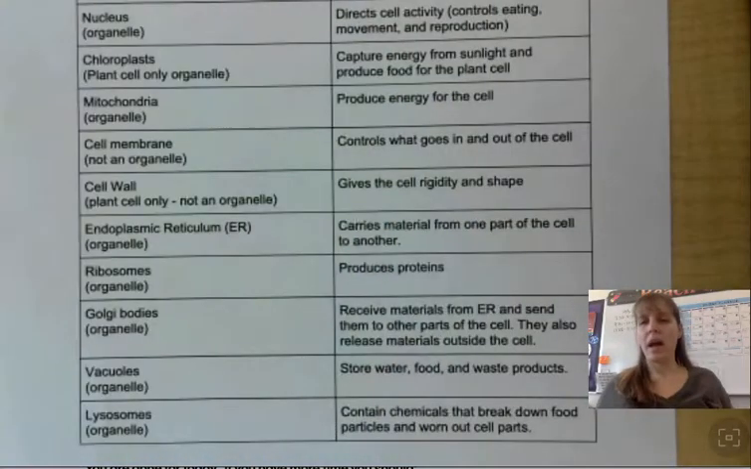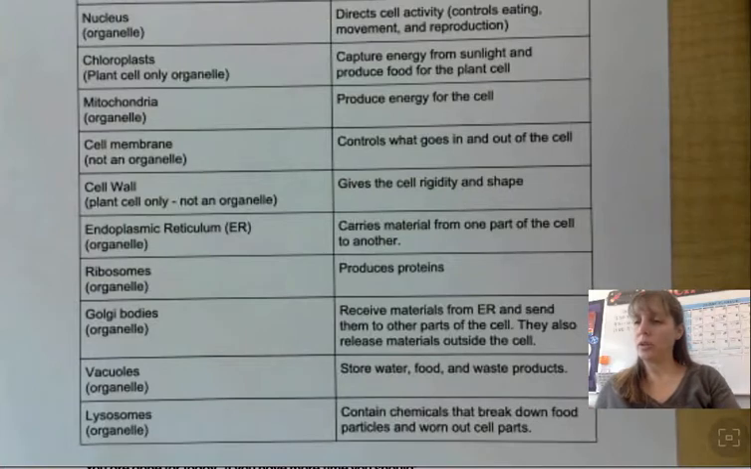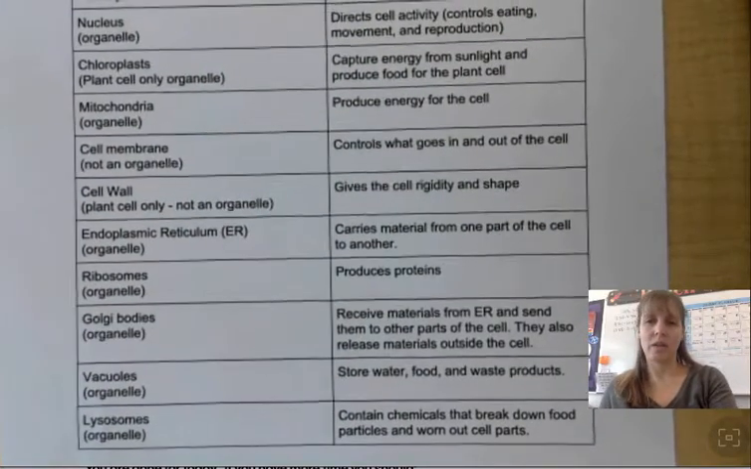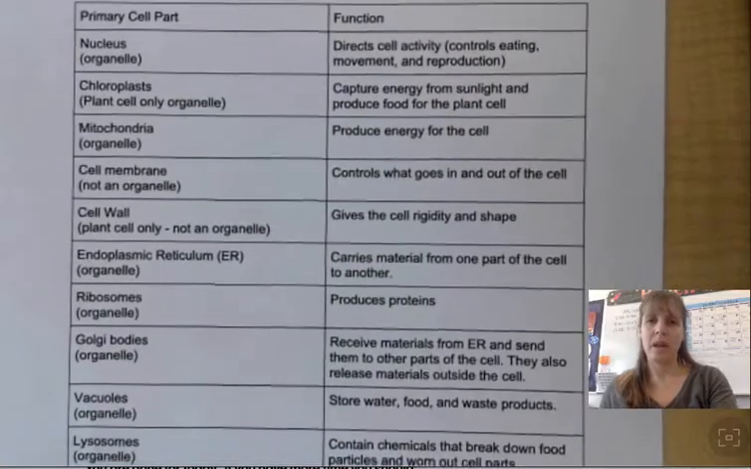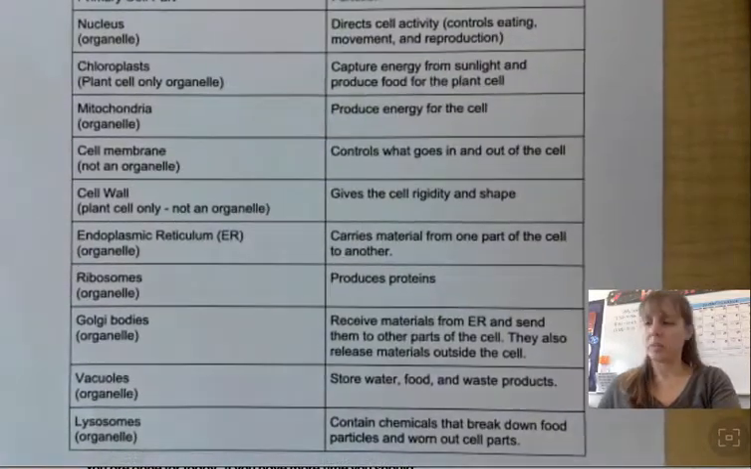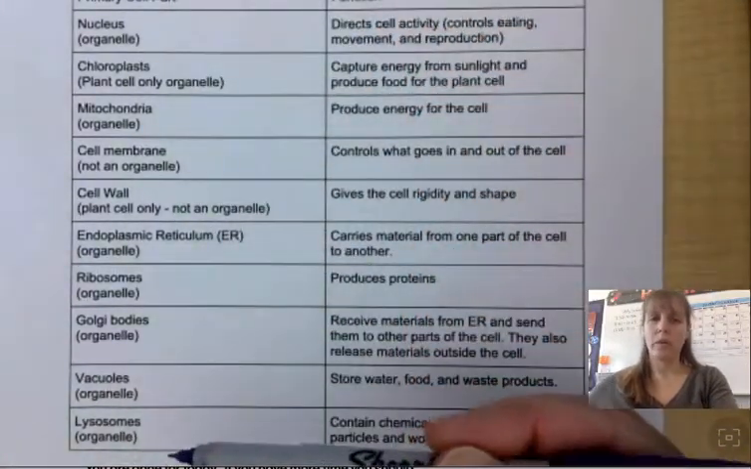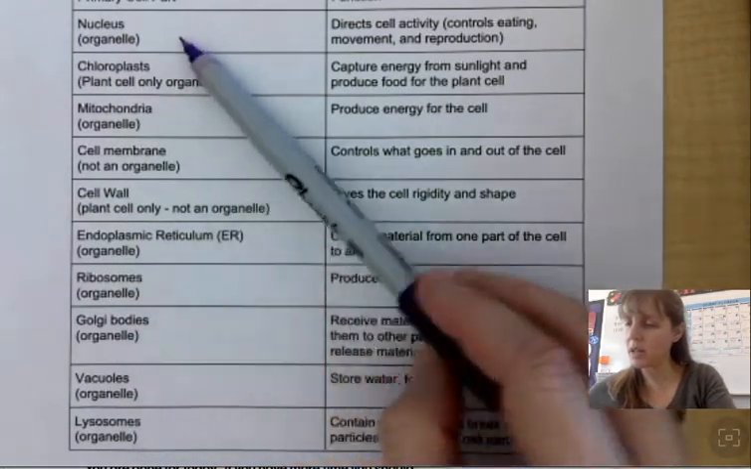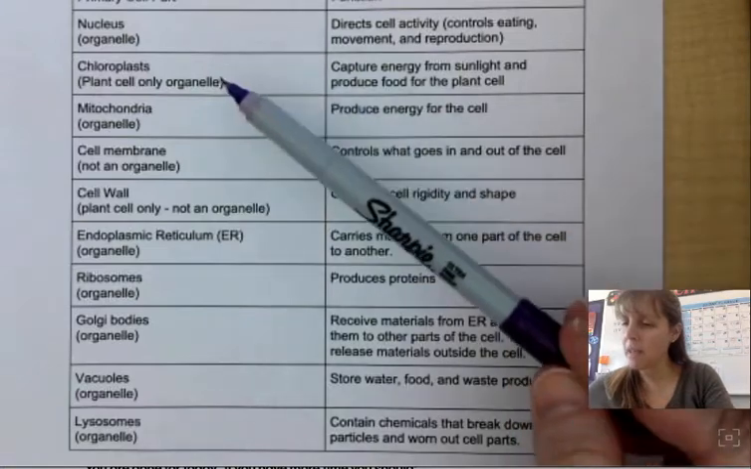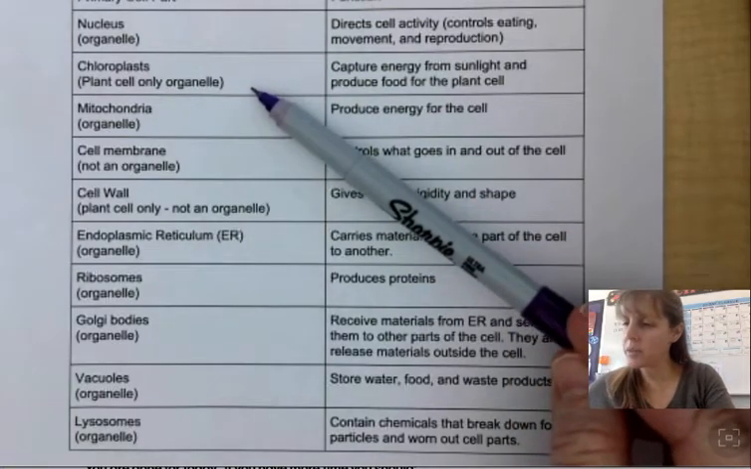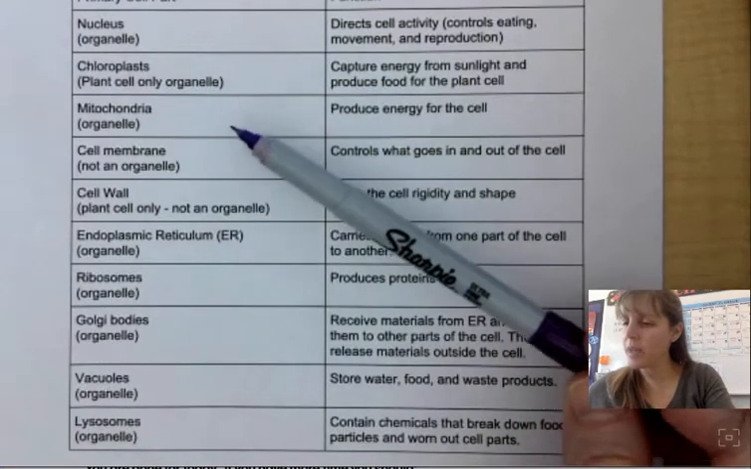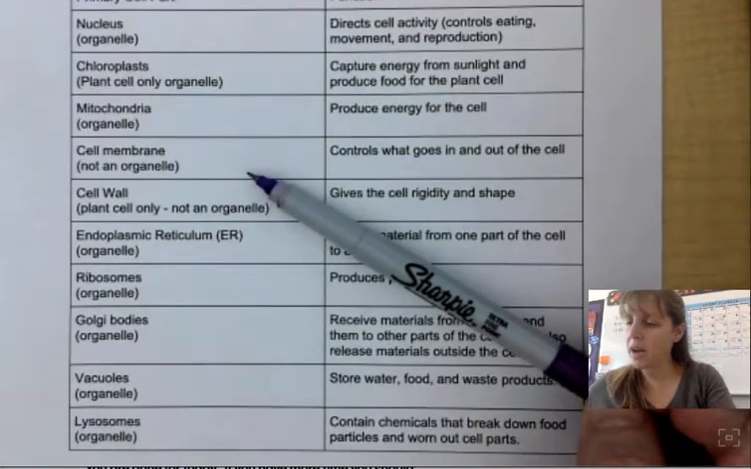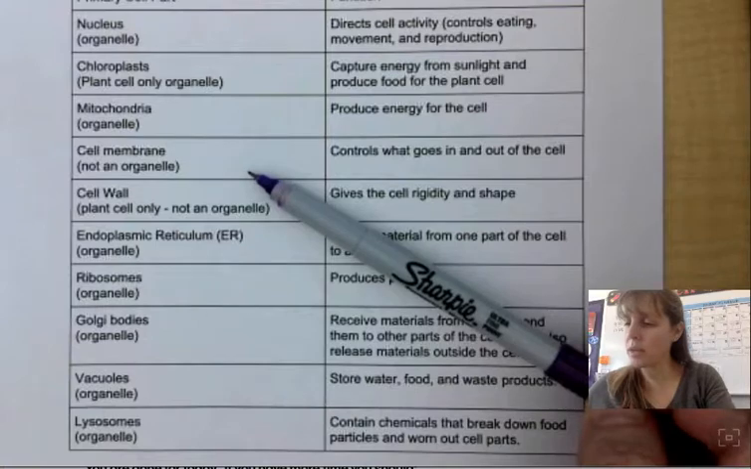All right. I asked you to be able to describe the primary function of each organelle as it relates to the cell. So you actually have this table, and it was blank on this side. So look at your table while I read you the answers. The nucleus directs cell activity. It controls eating, movement, and reproduction. Chloroplasts capture energy from sunlight and produce food for the plant cell. Mitochondria produce energy for the cell. Cell membrane is not an organelle, but it controls what goes in and out of the cell.